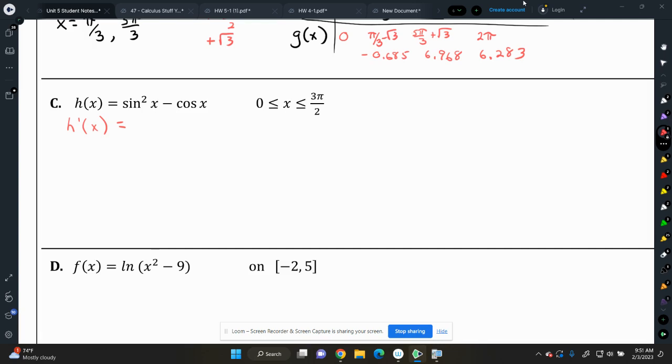Okay, Manny, what did you get? I got 2 sine minus cosine x plus sine x. All right. There's our derivative. Caitlin Nunez, what do I do now?